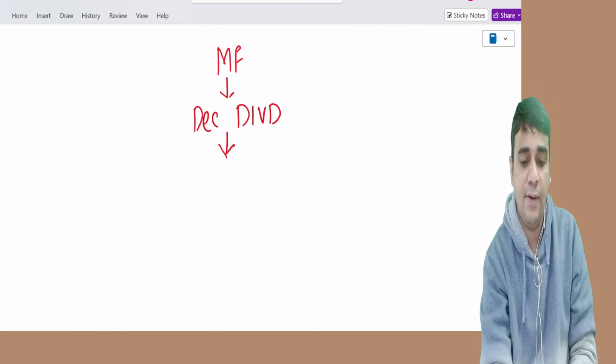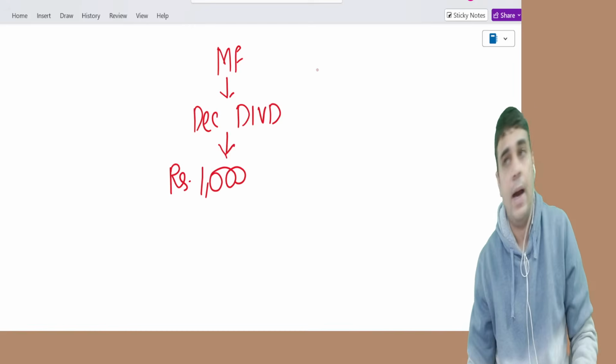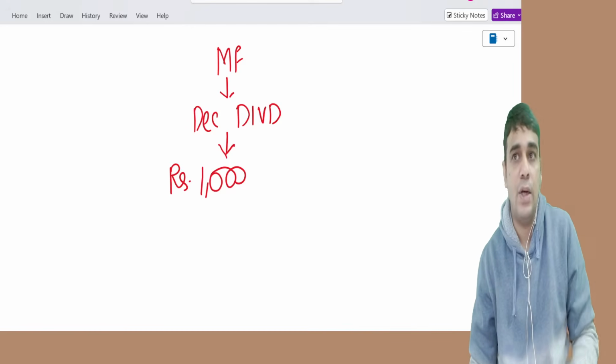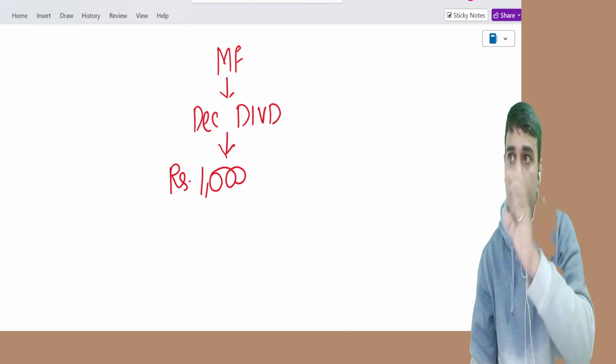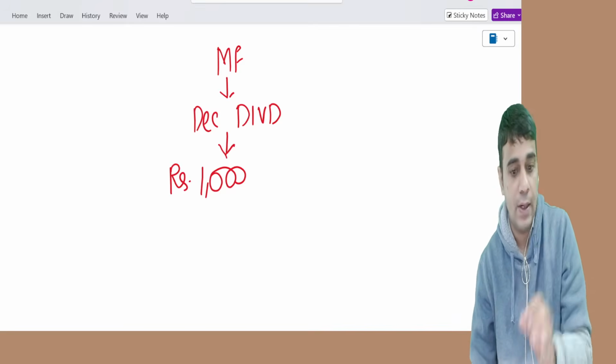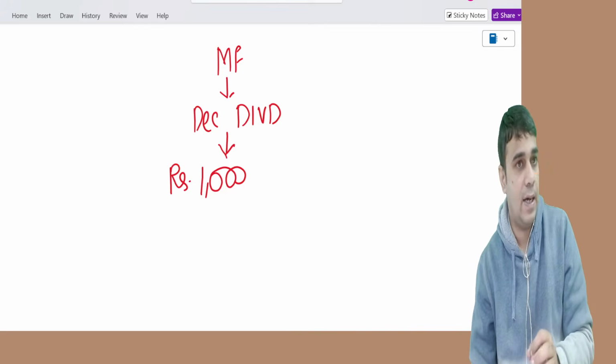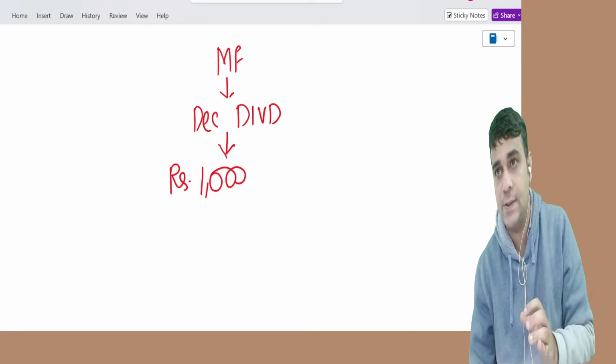The moment I declare a dividend, you are eligible to get 1000 rupees. I ask you two things: do you want it in cash or other than cash? What is other than cash is, instead of giving you 1000 rupees, I'll give you extra 20 units, 30 units.